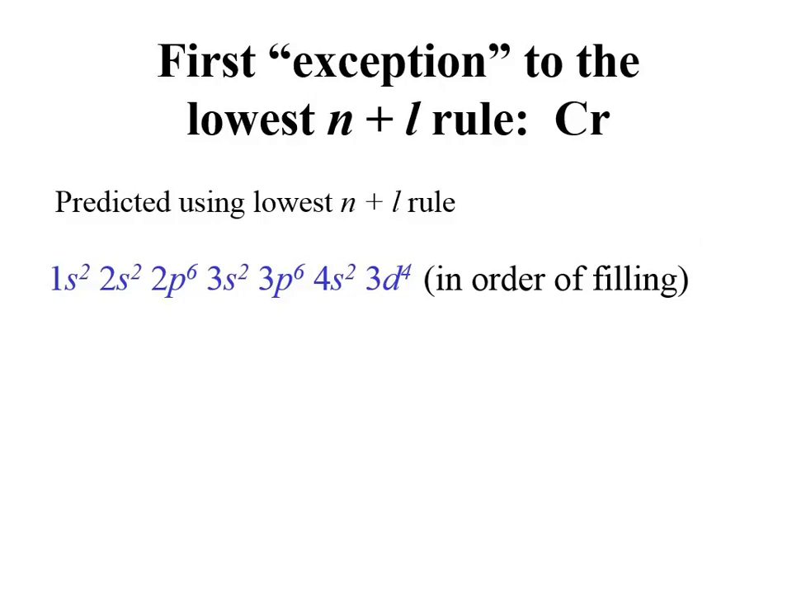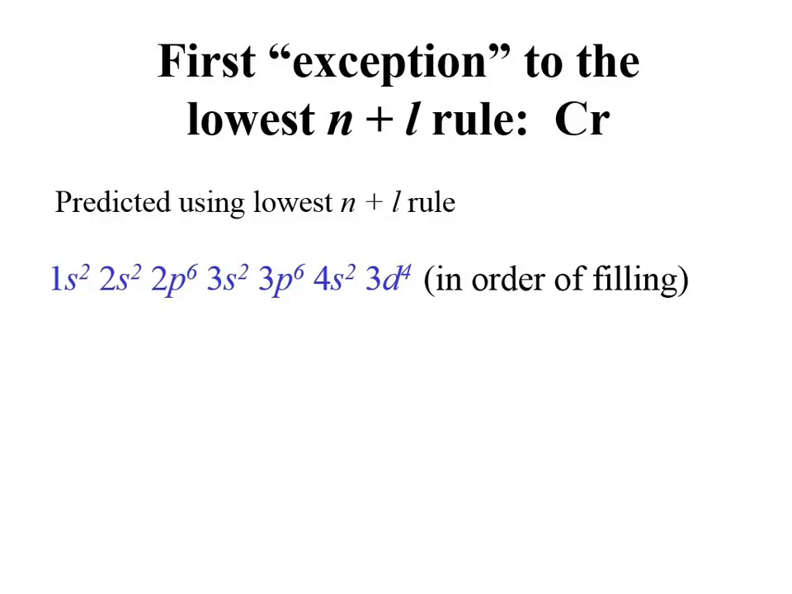The first exception occurs with chromium, the element chromium, which is atomic number 24. So the 24 electrons around a chromium atom, we would expect to do this, according to our arrow diagram. Chromium is a D block element. Hopefully this is kind of coming back to you. Remember, D block means that's kind of where the last electrons are added.